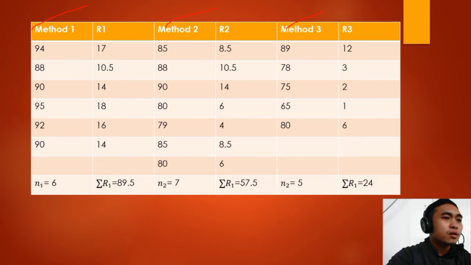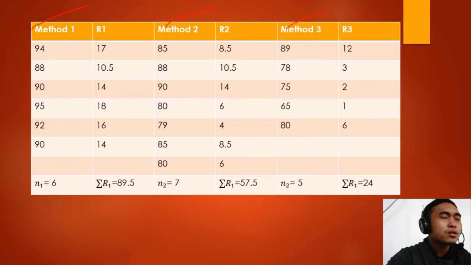For method 1, the results are 94, 88, 90, 95, 92, and 90, and the number of observations is 6. For method 2, we have 85, 88, 90, 80, 79, 85, 80, and the number of observations is 7. And for method 3, we have 89, 78, 75, 65, and 80, and the number of observations is 5.